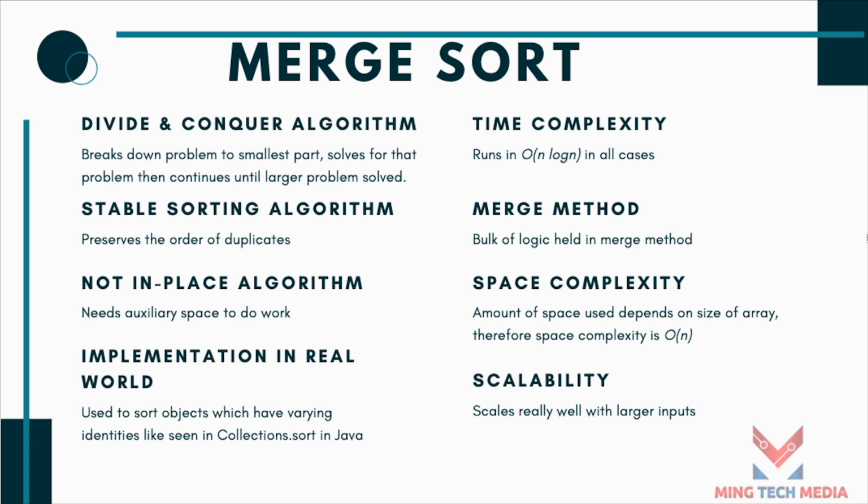It's not an in-place sorting algorithm. What does that mean? In place means that it doesn't need extra space to do work. Well, MergeSort does need extra space to do work. It needs auxiliary space to do the merge. So it's not in place. It can't be in place.